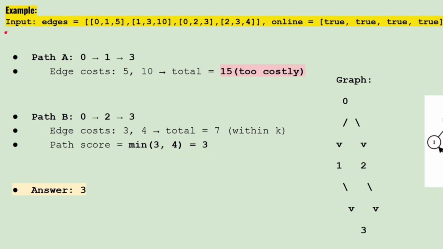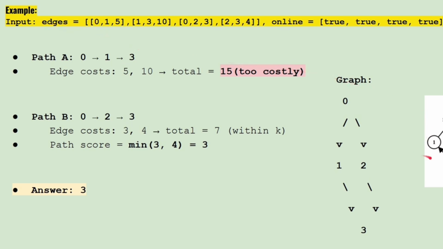So let's understand the example we have given here. The example is saying that we have given input, right? The input edges are 0, 1, 5, then 1, 3, 10, like this we have given inputs, and these are the online values we have given, means we have given edges and we have given online. You know what the edge is? The edge is 0 and 1, right?